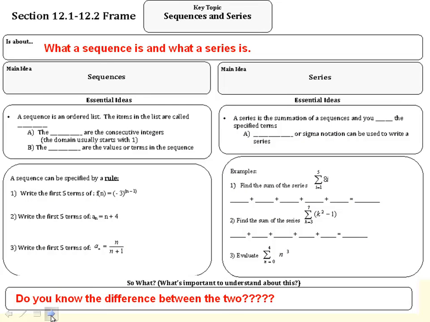Okay, so look at your frame and let's fill in our "is about" and our "so what" statements. So sequences and series, this side of the frame is about what a sequence is and what a series is, so knowing the difference here. Our "so what" down at the bottom is: do you know the difference between the two? By the time you're done with this frame, you should be able to tell what's the difference between a sequence and a series.